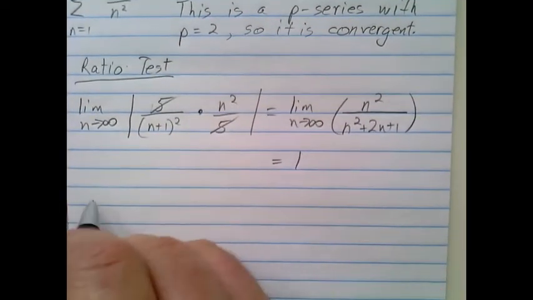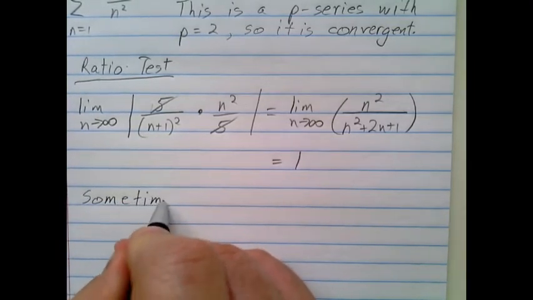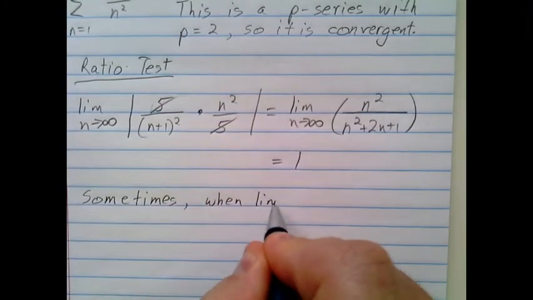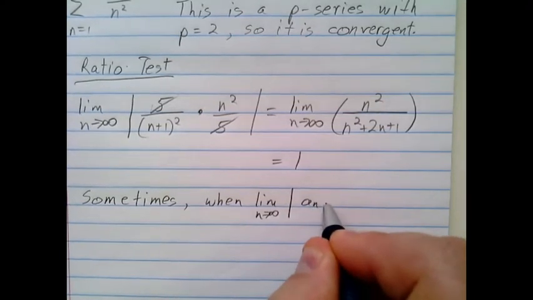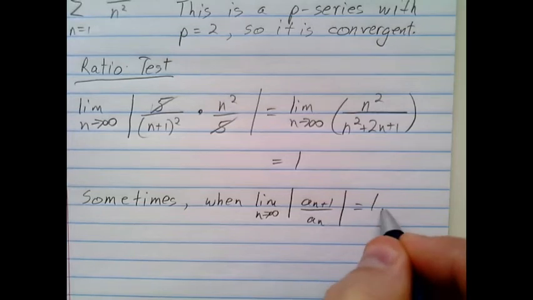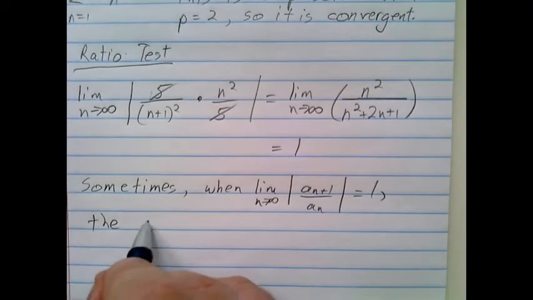So here's the deal. Sometimes when the limit of the absolute value of a sub n plus 1 over a sub n equals 1, the series is convergent.